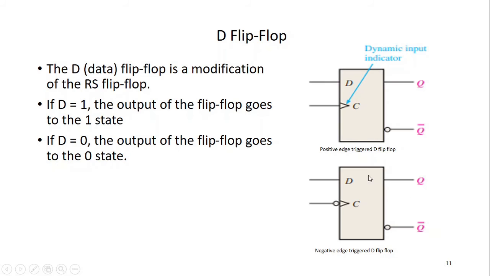This negative edge triggered flip-flop will work only on the trailing edge of the clock pulse, but the positive edge triggered flip-flop will work on the rising edge of the clock.